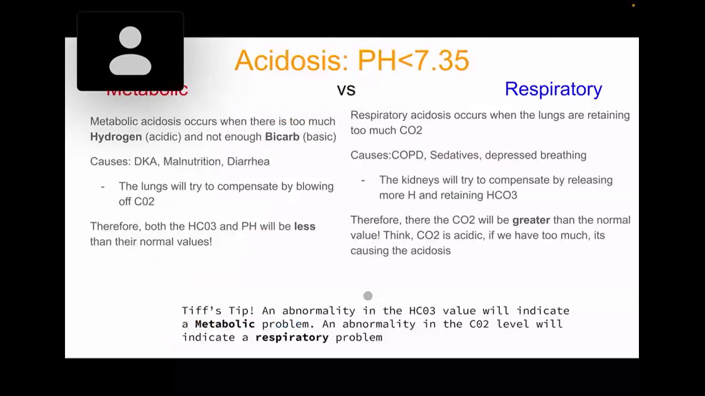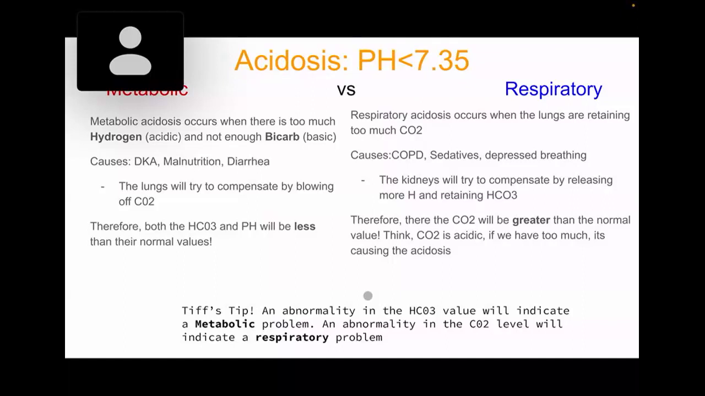When we're talking about acidosis, we can have metabolic versus respiratory. With a metabolic problem, when we think metabolism, think kidneys. That's where all of this stuff happens. The kidneys help with producing bicarb. So if someone has metabolic acidosis, it means that they don't have enough bicarb, and they're holding on to way too much hydrogen. Therefore, my lungs will try to compensate by blowing off CO2. But remember, with metabolic, they'll move in the same direction. So my bicarb will be low, and my pH will also be low.